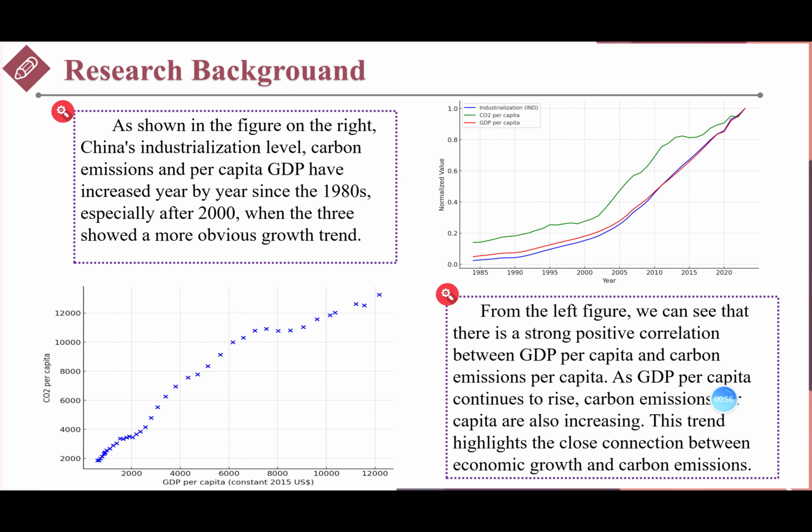And from the left figure, we can see that there is a strong positive correlation between GDP per capita and carbon emissions per capita. As GDP per capita continues to rise, carbon emissions per capita are also increasing. This trend highlights the close connection between economic growth and carbon emissions.